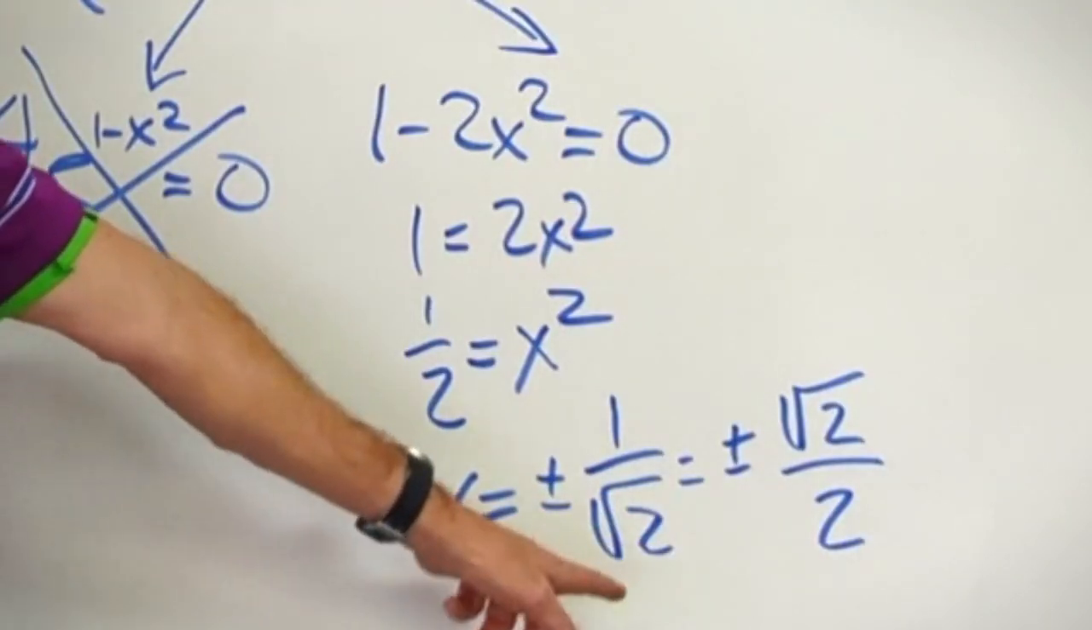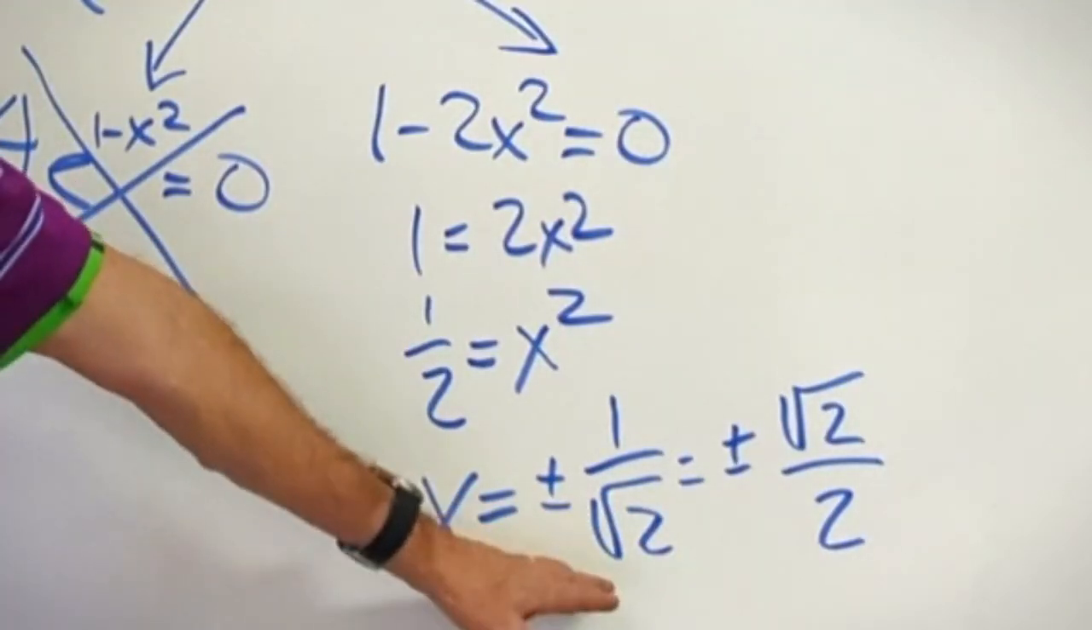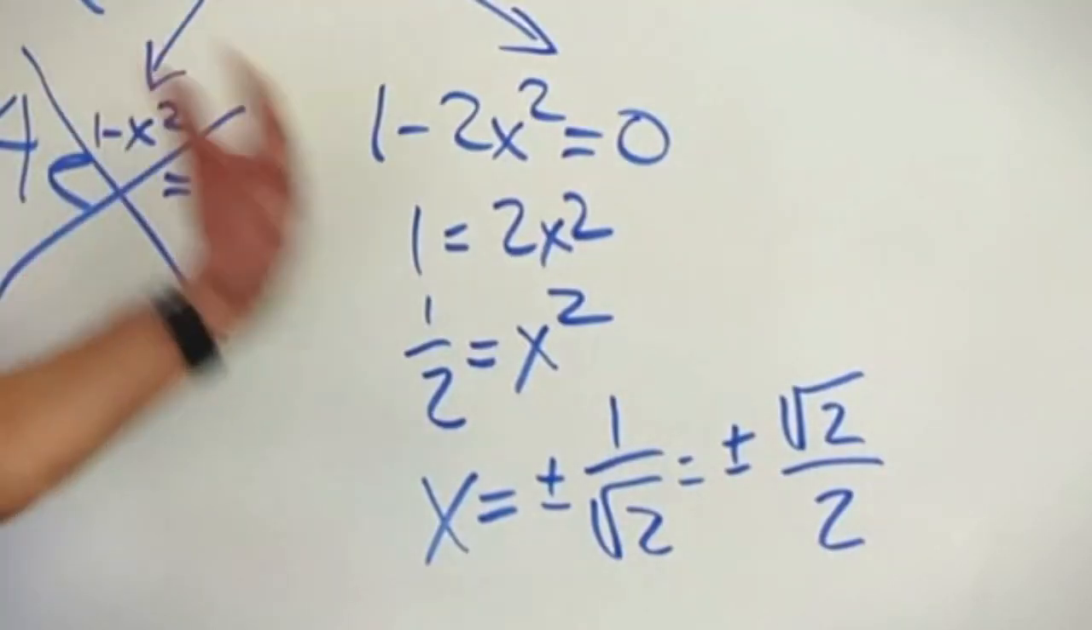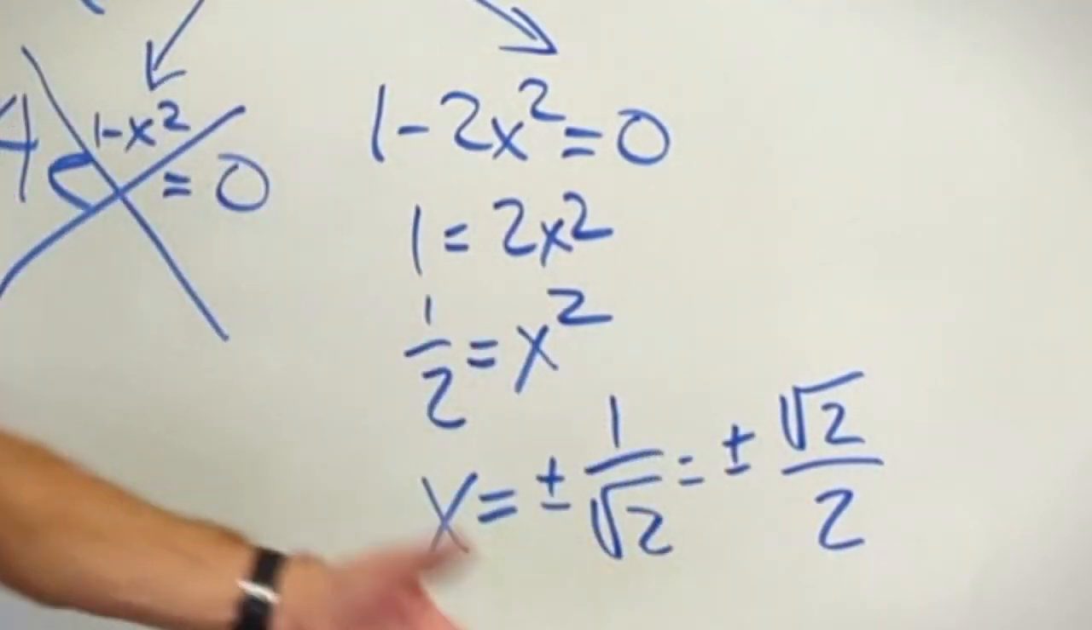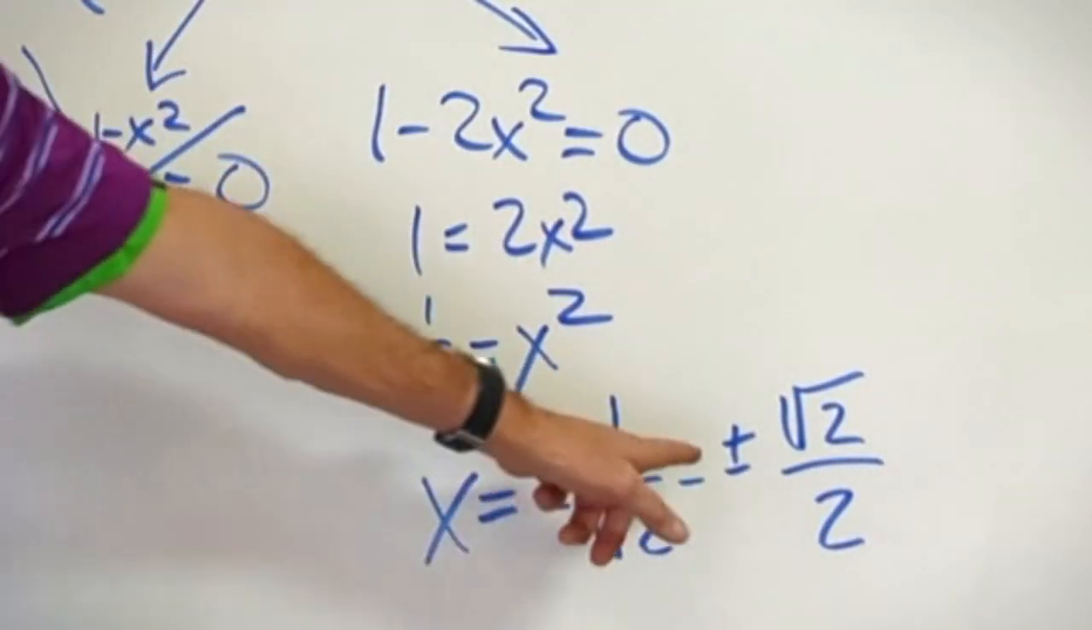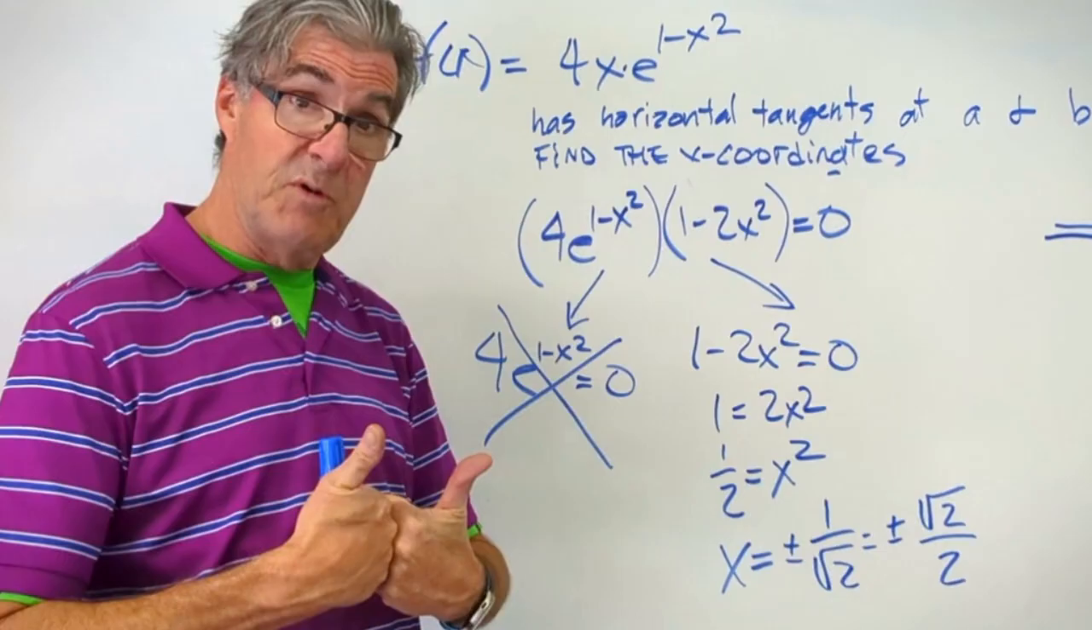Now, some places we don't like roots in the bottom, so I just rationalize the denominator, which means get it out of the bottom, and I have root 2 over 2. And so that's our answer. And I have a plus minus, so that's good because I'm supposed to have 2.